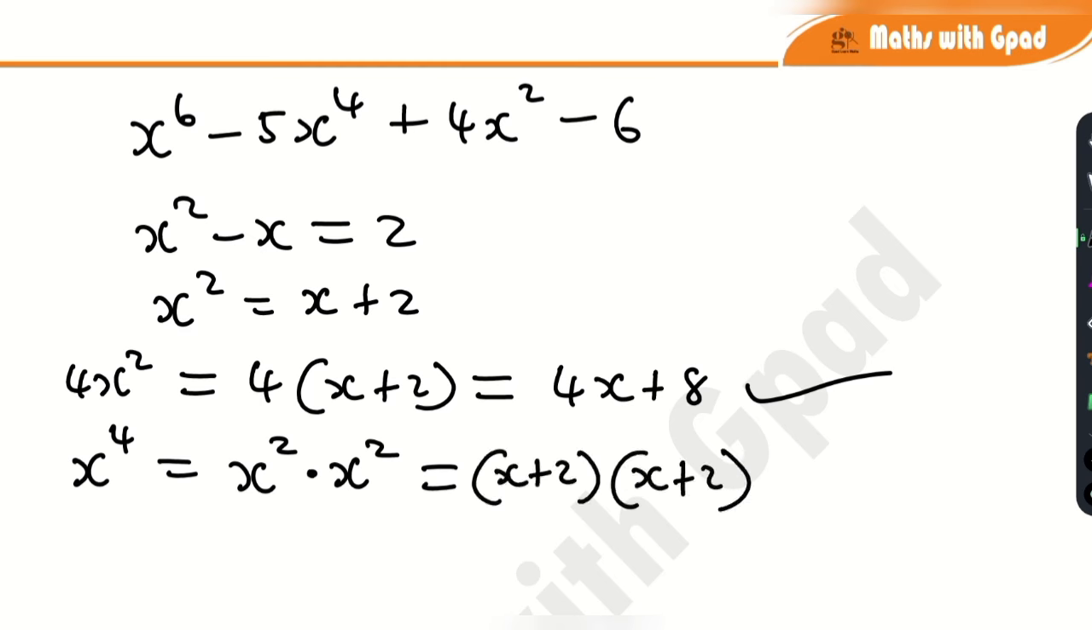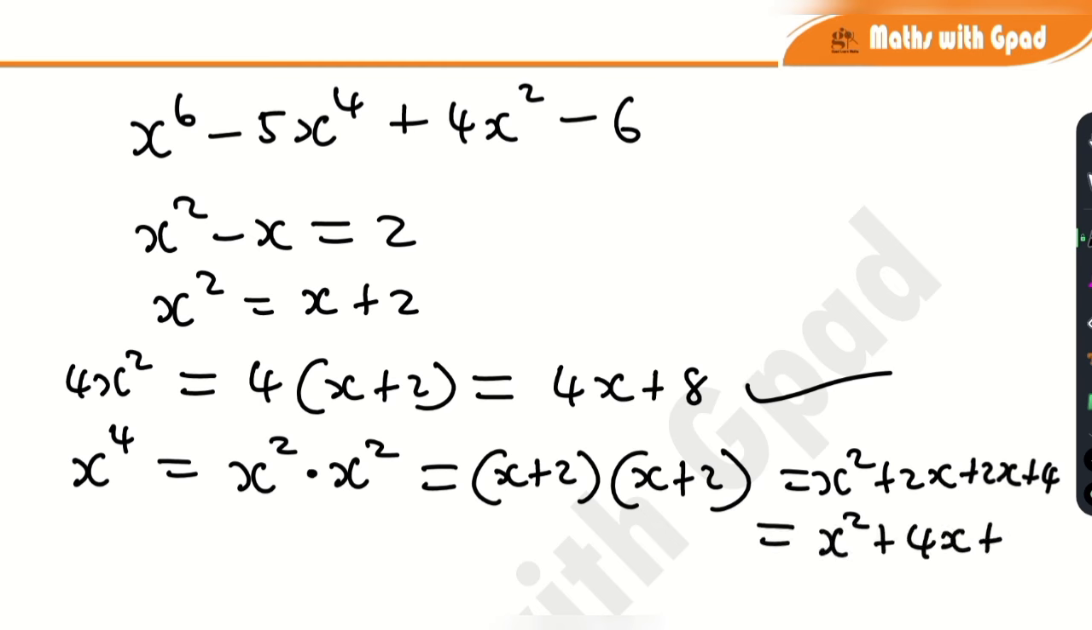Using binomial expansion, I have x times x, which is x squared. And then x times 2 is 2x. Then do the same thing here. 2 times x is 2x. And then 2 times 2 is 4. So I have plus 4 here. If you simplify this, you have x squared plus 4x plus 4.